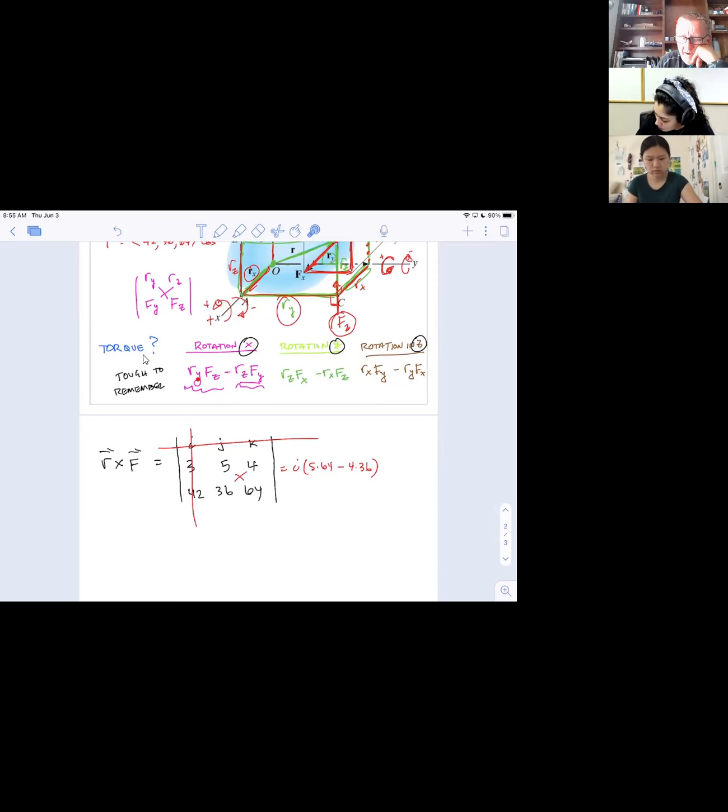It says the Y value of R times the Z value of F, and then minus the Z value of R, 4, times the Y value of F, 36. Subtract those. Like that's memorizable.